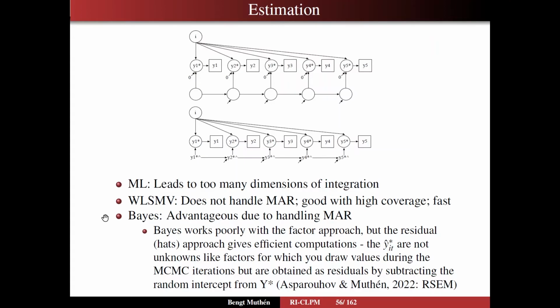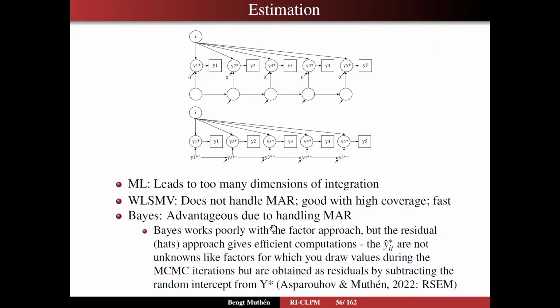A real breakthrough, though, in Mplus now is the Bayes estimator for this situation. It has the same advantage as ML in handling missing data optimally, that is, under the MAR assumption. Bayes, however, works quite poorly with a factor approach to the model, that is, the top way of specifying the model, where we explicitly create within factors using BY statements. Instead, we use this y-hat approach in the algorithms for Bayes.